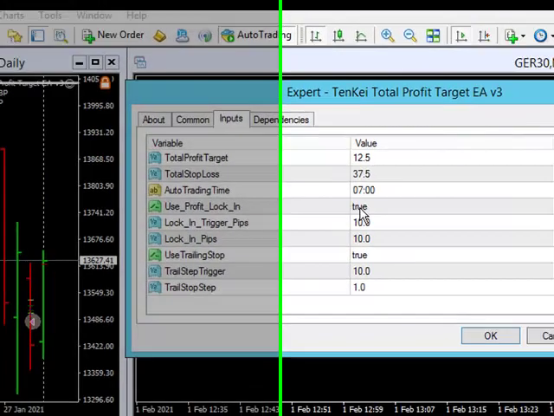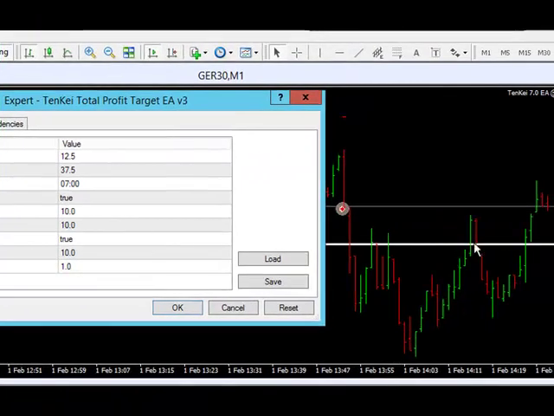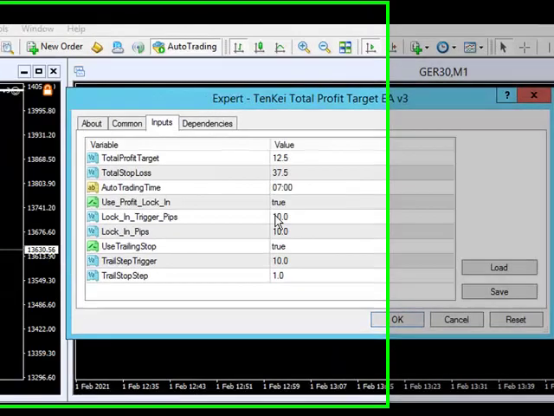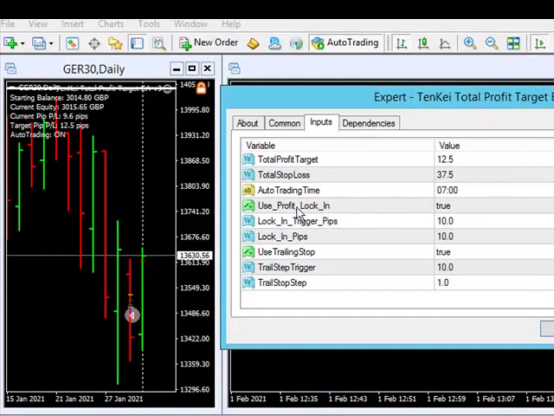But this option here of use profit lock-in says true. Yes, you want to use a profit lock-in. So when the price reaches a certain point, you want to lock it in. You don't want it to come back on you and stop you out or lose what you've gained. So what we tend to do is put a figure here, where it says use profit lock-in true, lock-in trigger pips. This is the trigger. The trigger would be 10 in this case, but we like to put it to 3.